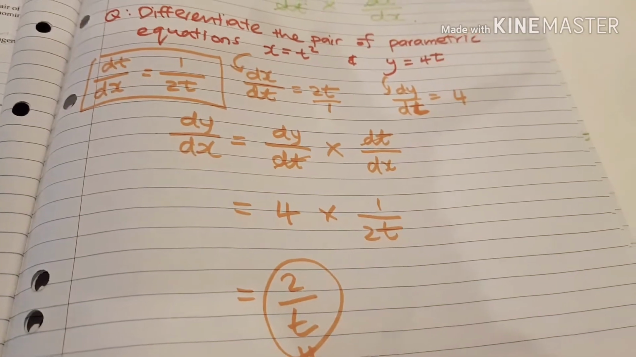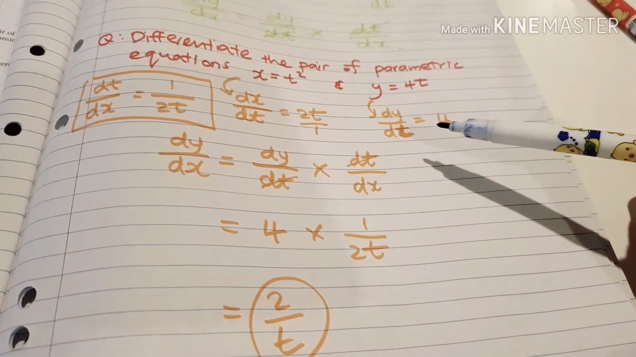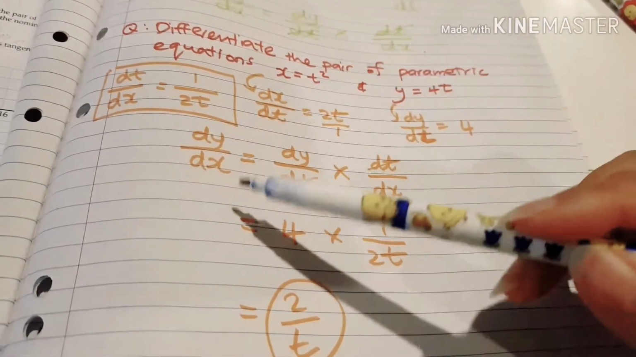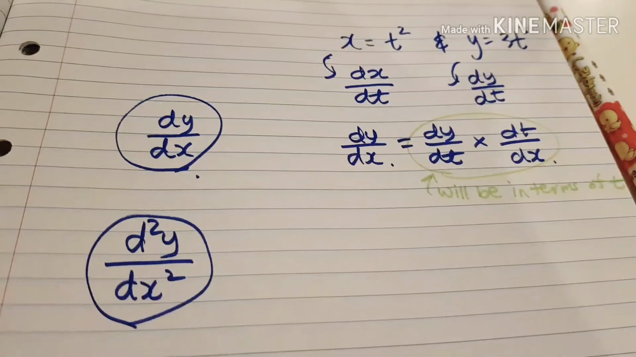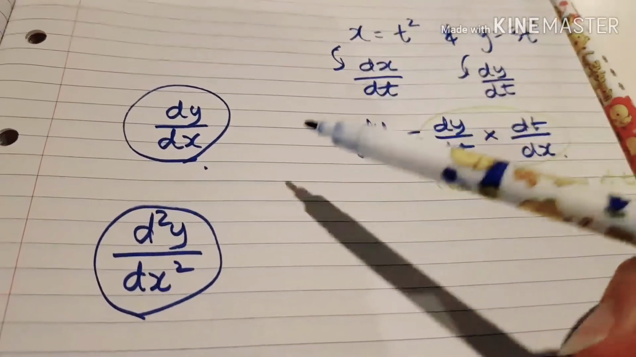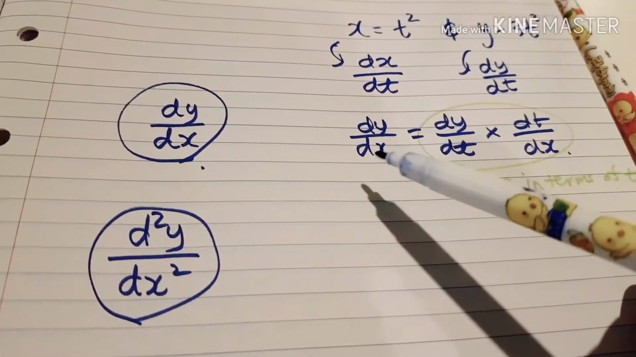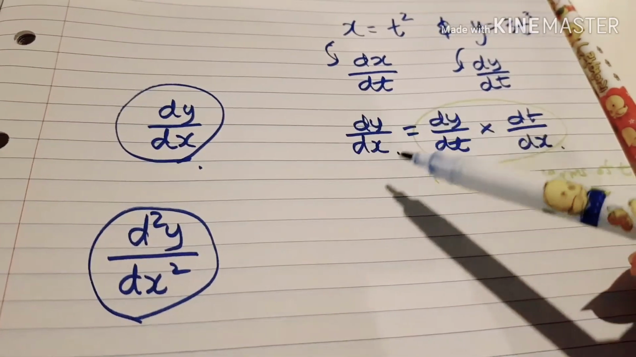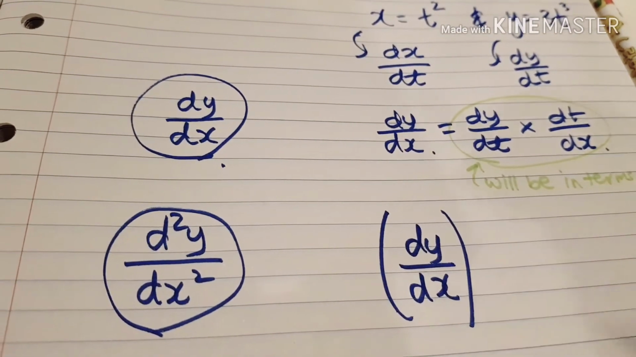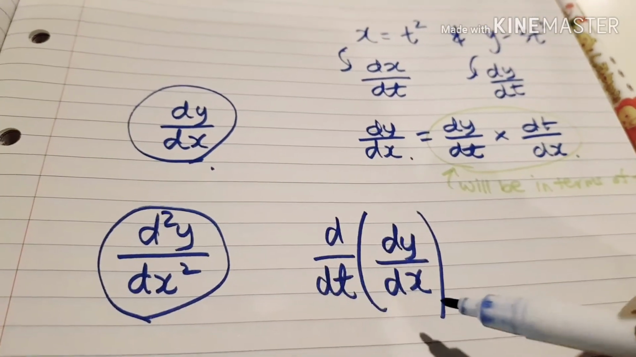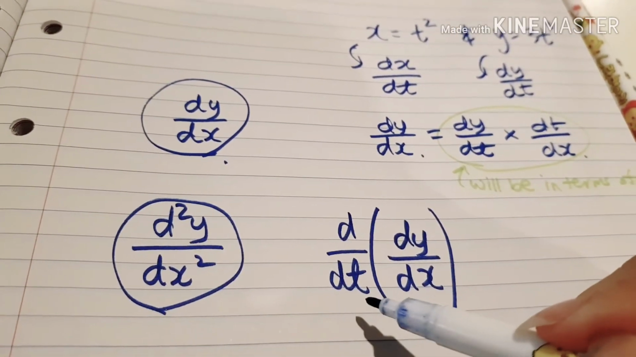Remember our previous question: dx over dt, dy over dt, it's all in terms of t, so dy over dx, our answer, was in terms of t. So if we were to find the second derivative of the function, what do we have to do? We have to differentiate again, but this was in terms of t, so what this means is I'm differentiating the dy over dx function in terms of t.